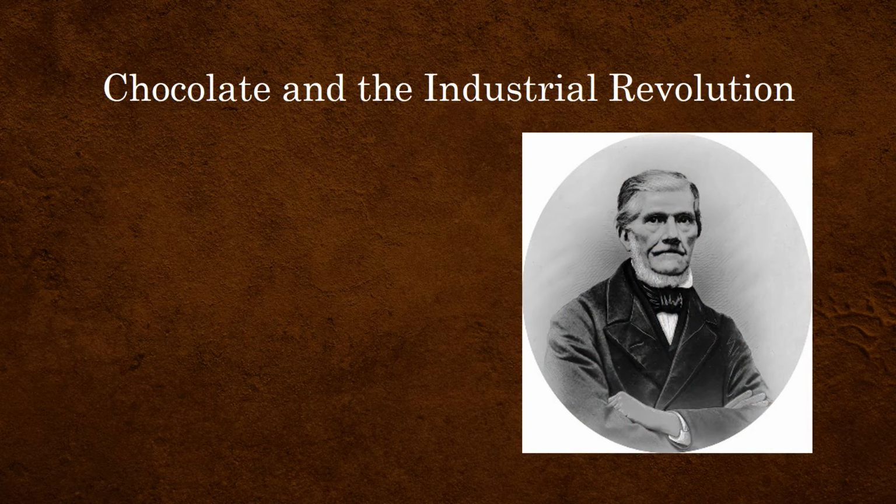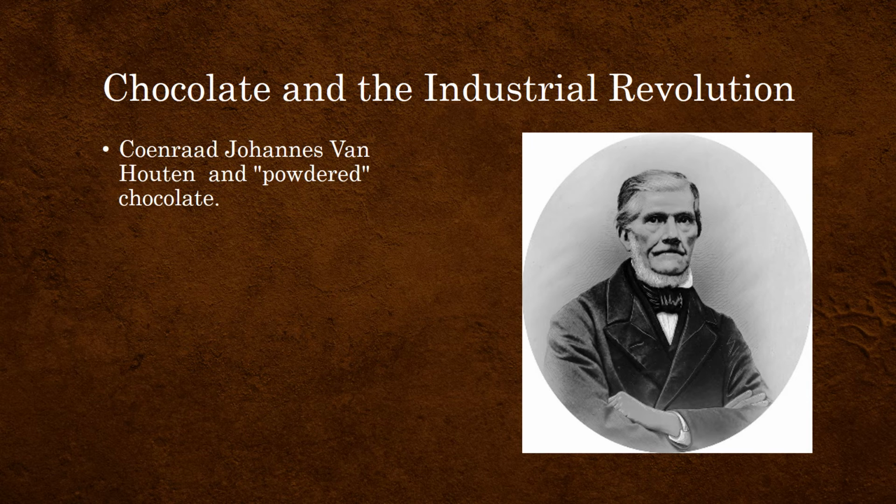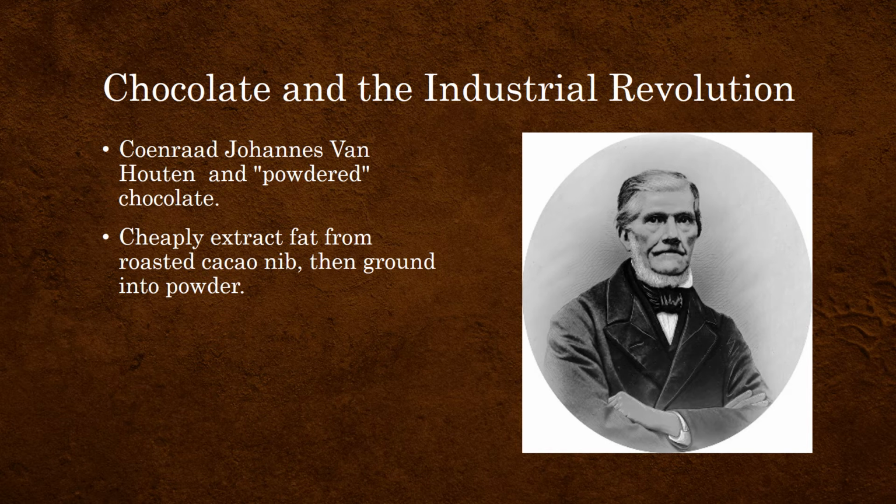So how was chocolate affected by the Industrial Revolution? Well, all industries were inspired by the technological advances of the Industrial Revolution, and chocolate was no exception. Economic competition encouraged innovation. In 1828, a Dutch chemist by the name of Conrad Johannes van Houten took out a patent for a process which created powdered chocolate. That's his picture you see there on the right. Van Houten had found a way to cheaply extract the fat from roasted cacao nibs, then grind these processed nibs into a powder that was easy to store and cheap to make. The powder was easily mixed with water or milk to make a chocolate drink.